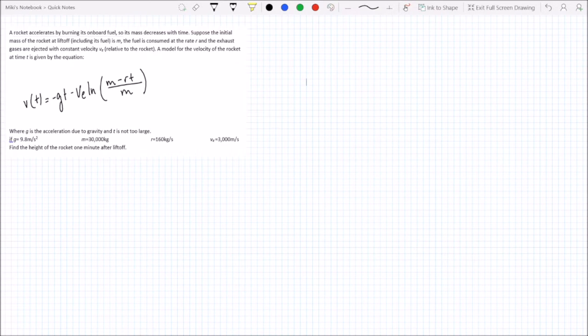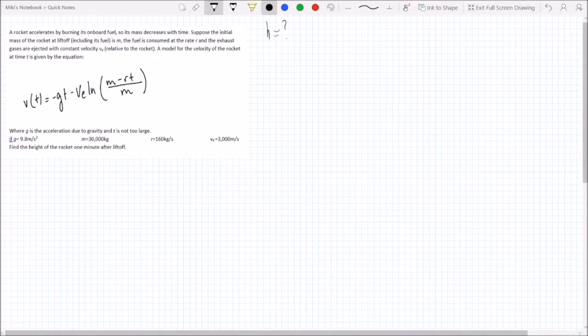To start off solving this problem, we're going to set up our known and unknown variables. Since we have a function of velocity, the area under the graph of velocity is equal to the height, which is what we're trying to find. So in this case, height is our unknown. We also know the values of g, m, r, and ve since they're given in the problem. Additionally, we want to find the height of the rocket 1 minute after liftoff, which is a period between 0 and 60 seconds.